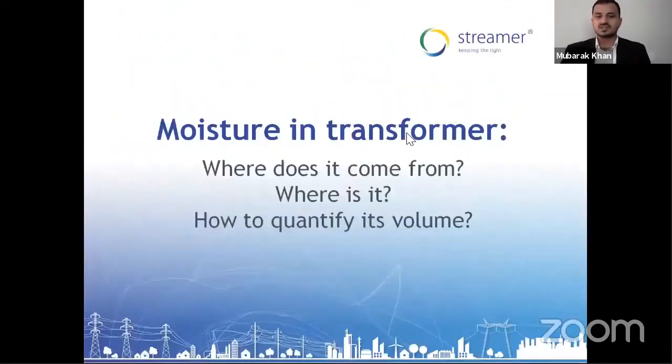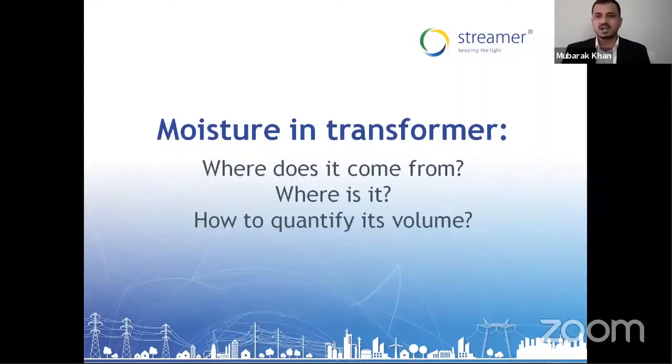So moisture in a transformer, where does it come from? Where is it, and how to quantify its volume? As we saw, the temperature is because of load. So definitely that is the normal operation of the transformer. We cannot do much about it. The acidity is formed inside the transformer with the normal operation and the function of the transformer. So we can do something about it, but not much, because it will always be there.